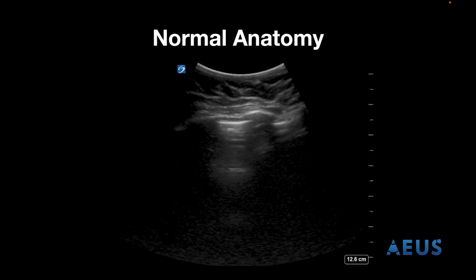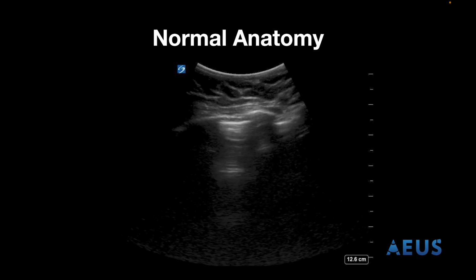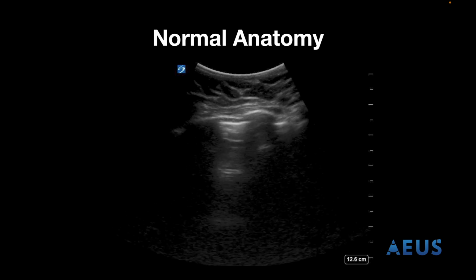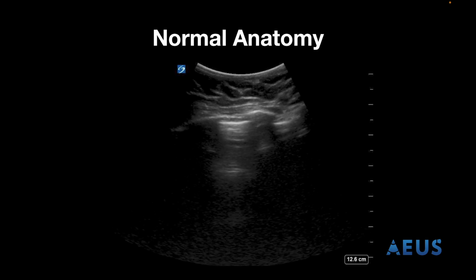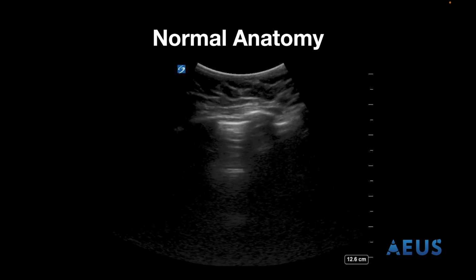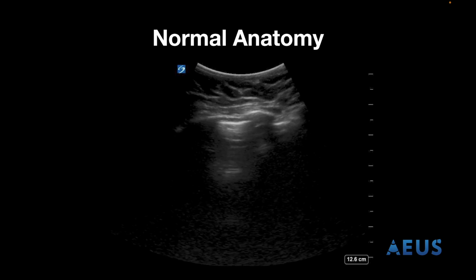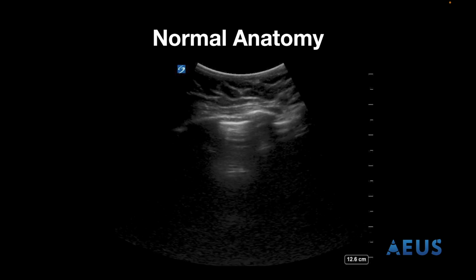Before we jump into our talk, let's do a quick review on thoracic ultrasound and the anatomy you are trying to achieve. For those of you who would like a more comprehensive review, you can refer back to the introductory thoracic ultrasound lecture. As we can see in the above image, every thoracic ultrasound view should achieve the following anatomy.